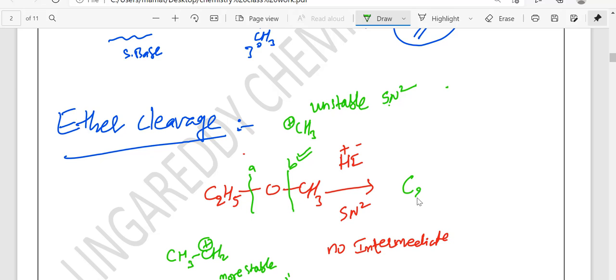So the C2H5OH plus methyl iodide. Methyl iodide. Then are you getting?